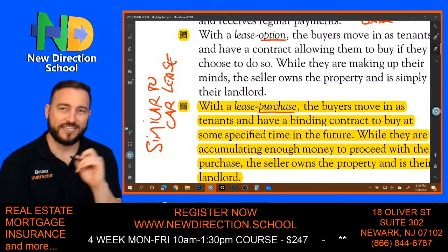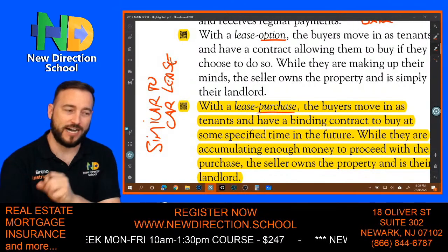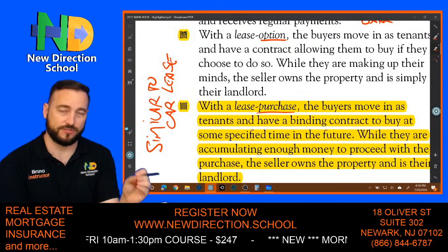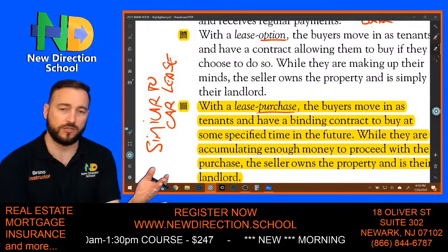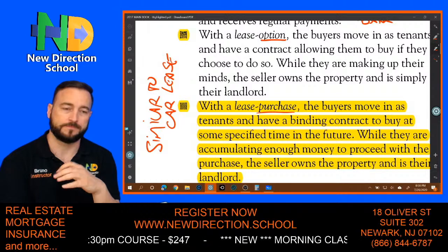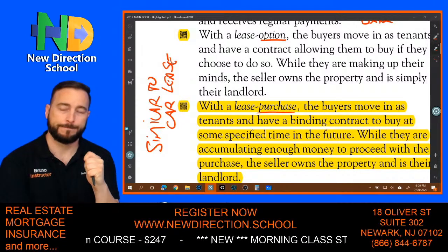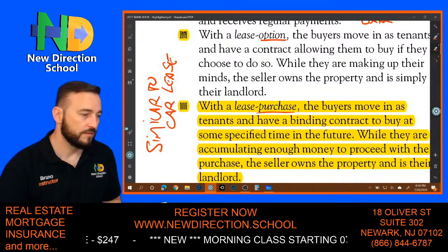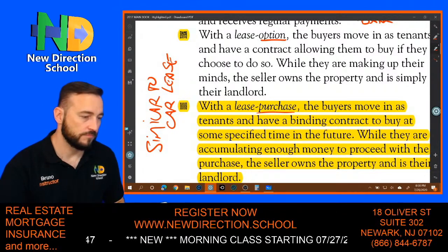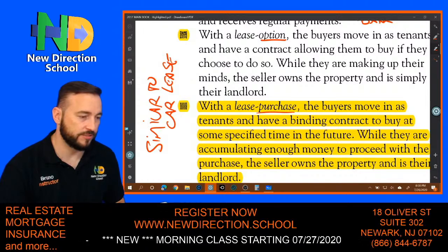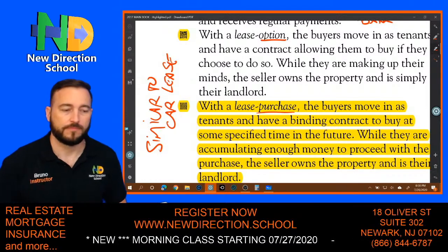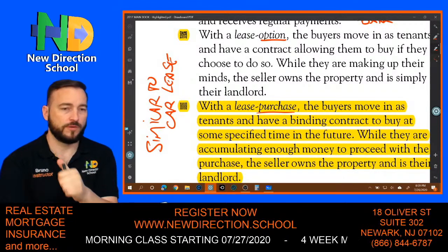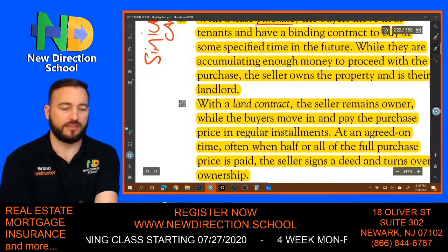So as I was saying here, there's the lease option where you have the option to buy later, or lease purchase where you have an obligation to buy later. That's why I have this here in yellow to make that distinction. Okay? Any questions here? Let me know if you have questions. No? All right. Then we have land contract.